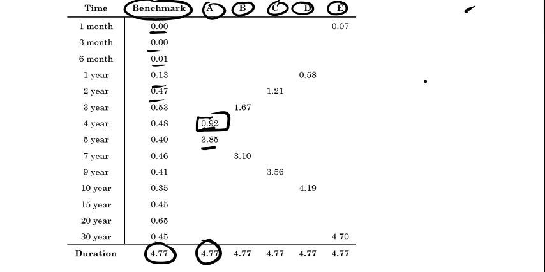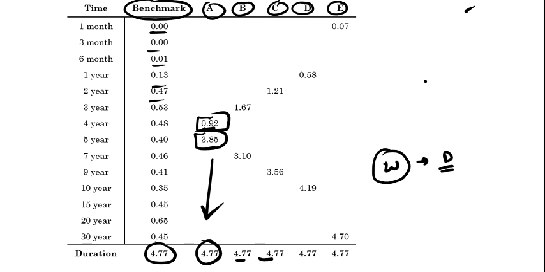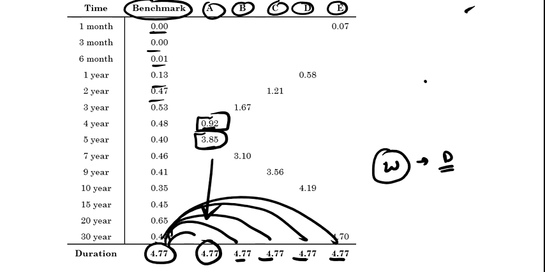Means the duration of the 4-year bond and the duration of the 5-year bond, the sum of them will be equal to 4.7. We are assigning the weights in such a way that the duration of the portfolio will be equal to the duration of the benchmark portfolio. So you can see that I have matched the duration of all my 5 portfolios with the duration of my benchmark.